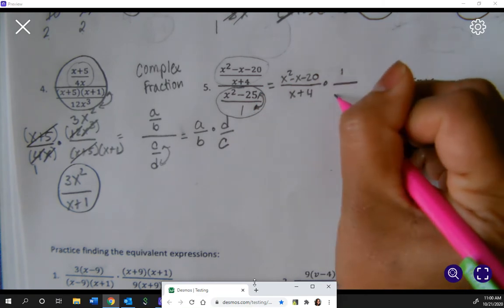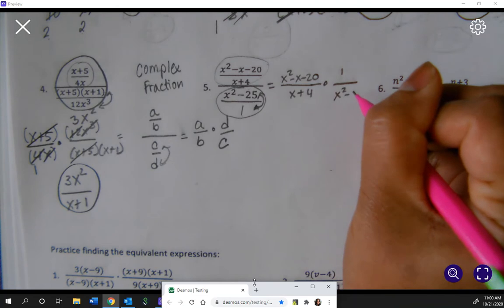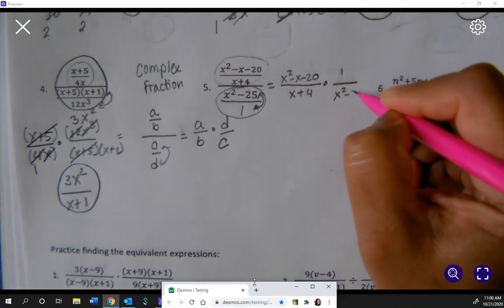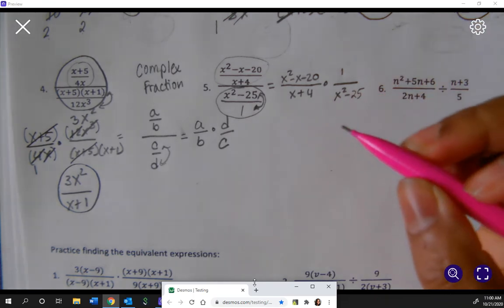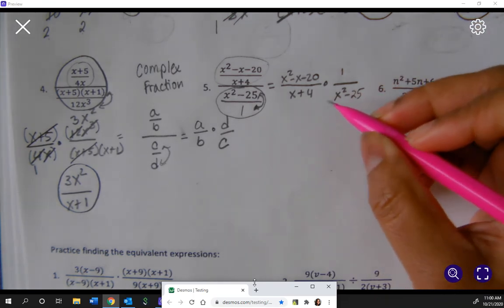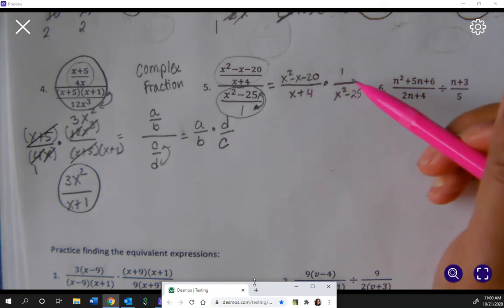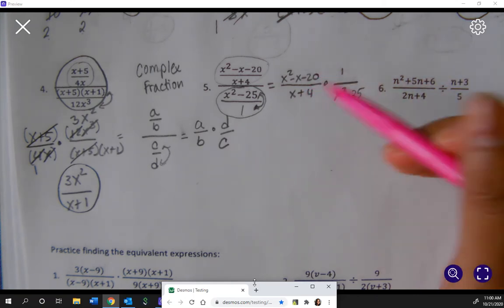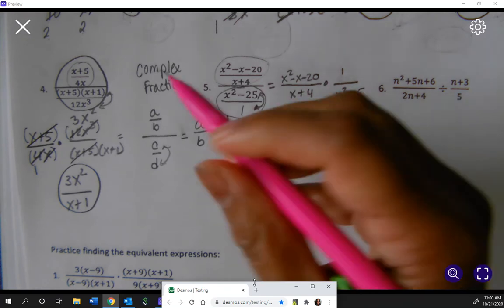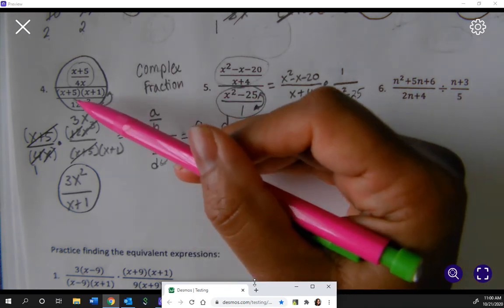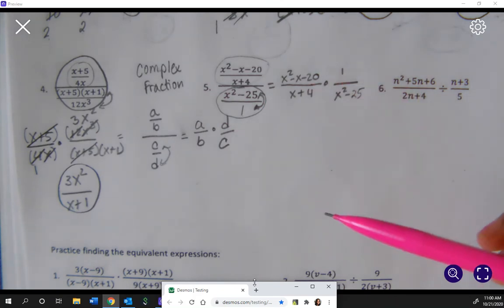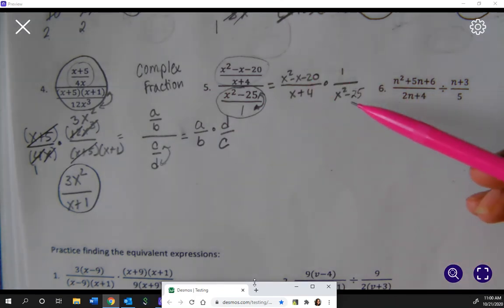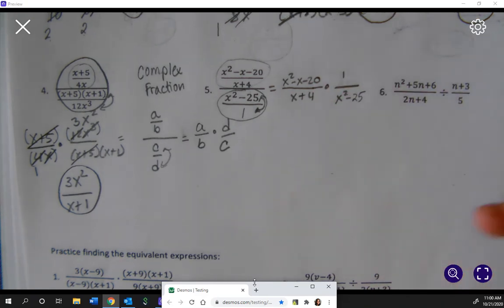So 1 over x squared minus 25. Okay. Now to solve, or not solve, sorry, to simplify this, I cannot take anything out because it's not in factored form. Like for example, you know it's in factored form when you have parentheses. But here nothing is written in parentheses, so I'm going to have to factor this, then I'm going to have to factor this, then cancel out my common factors from numerator and denominator.